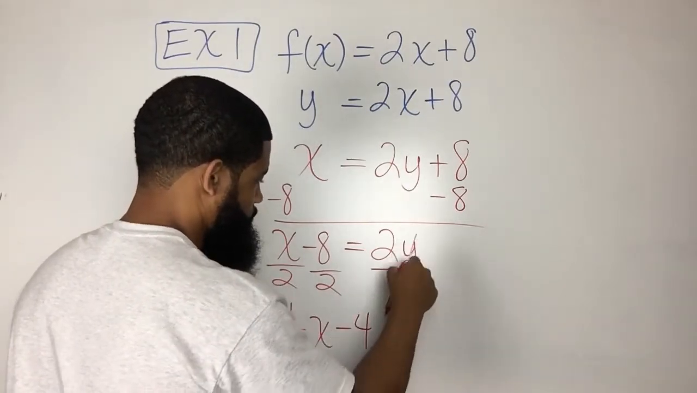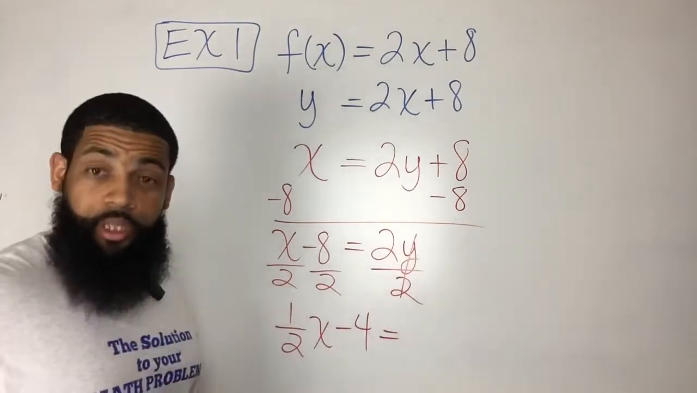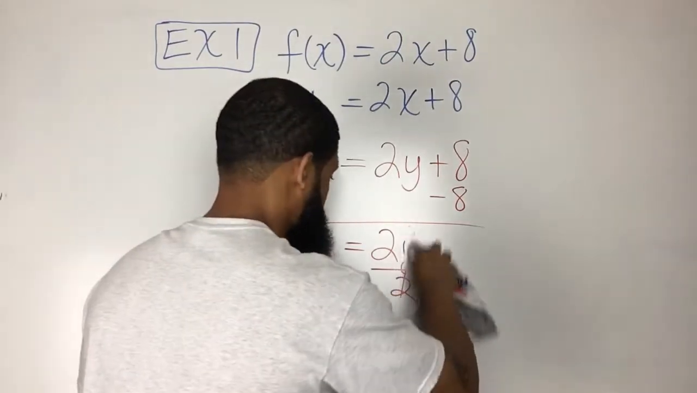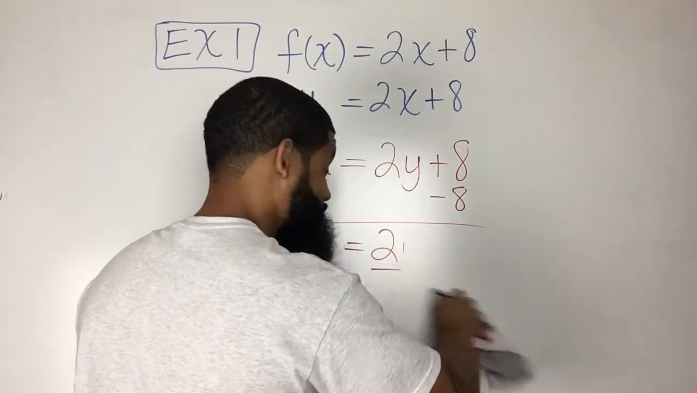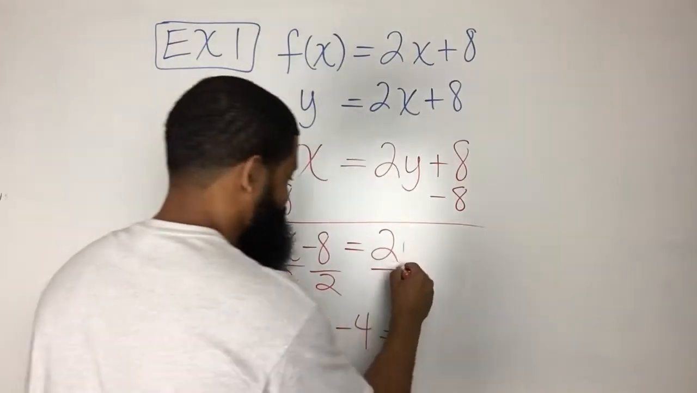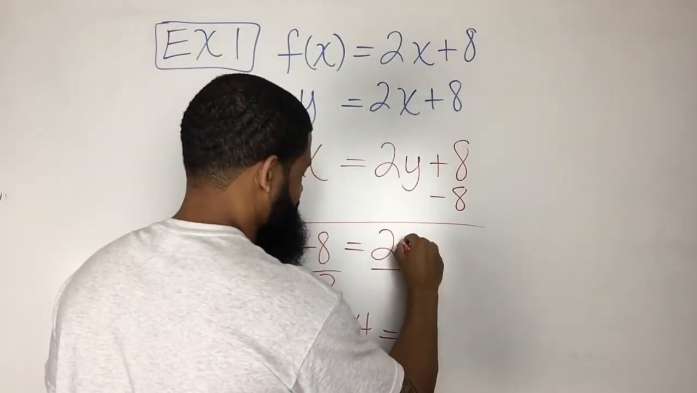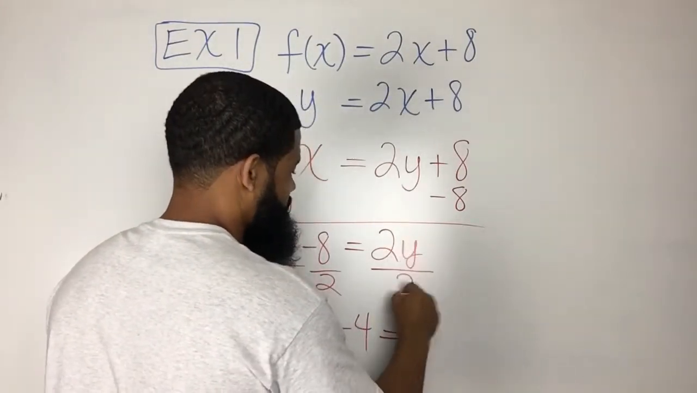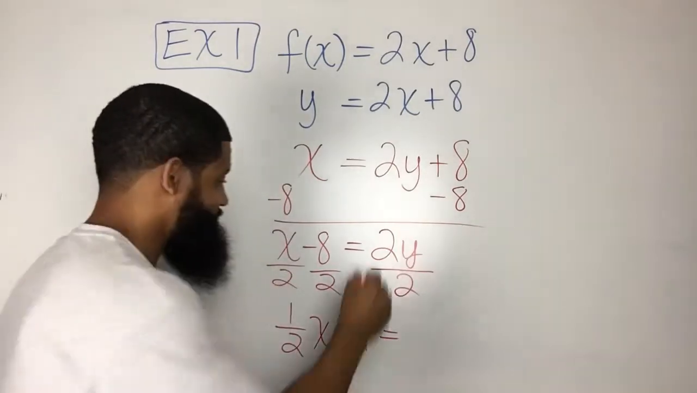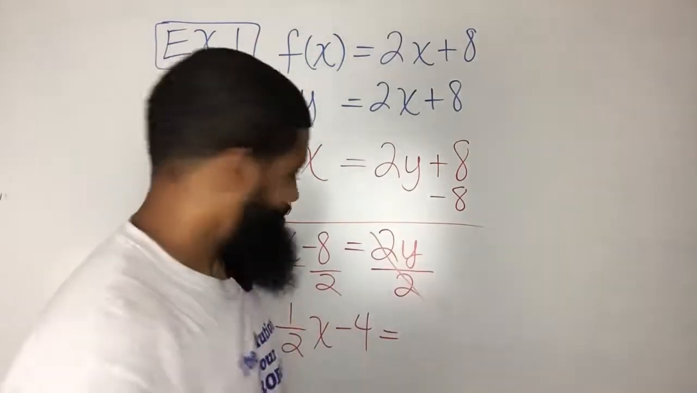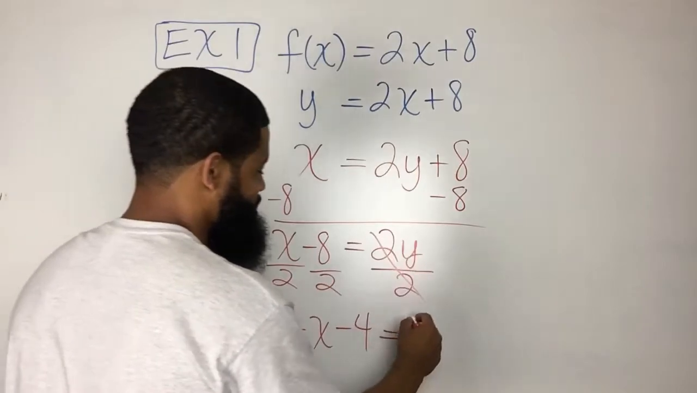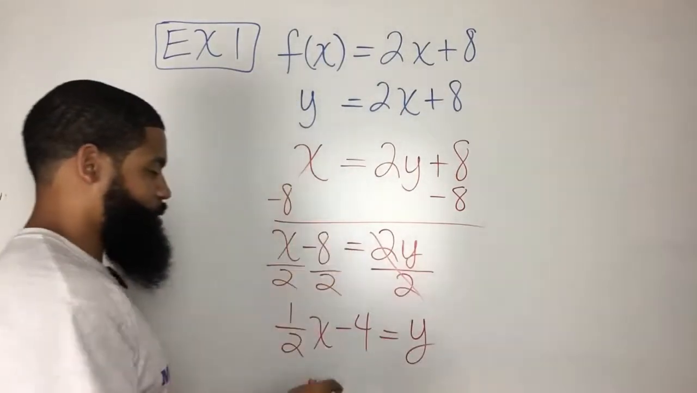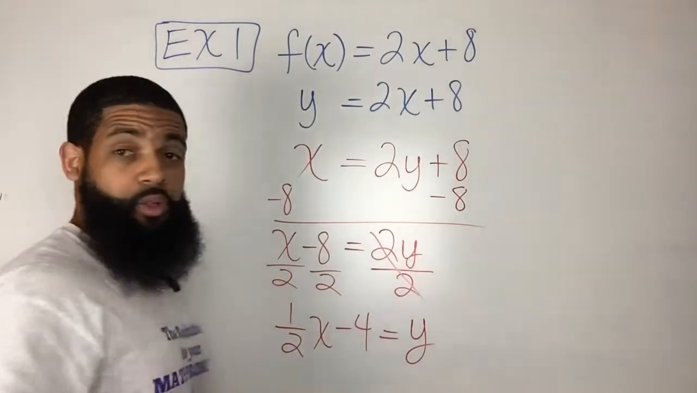And these, I'm sorry, I erased the wrong thing. I should have crossed through. So this is 2y over 2. Sorry about that. We're going to keep going. 2 divided by 2 equals 1. So 1/2 x minus 4 equals y.